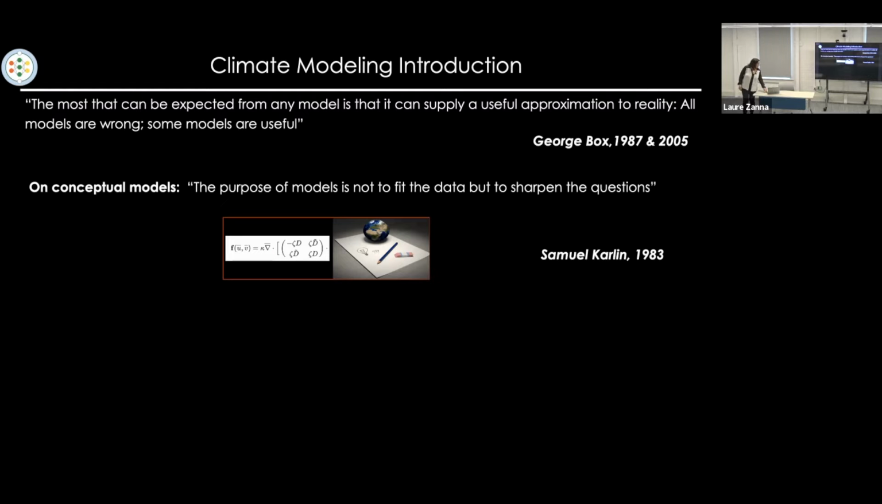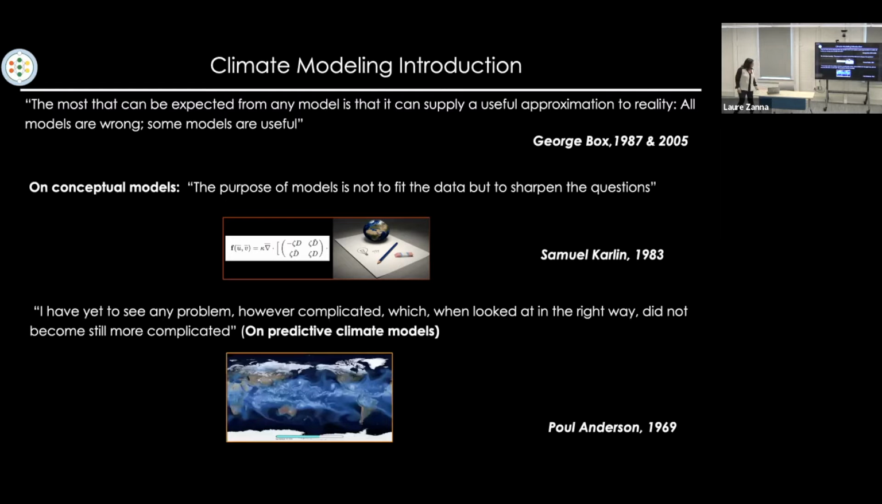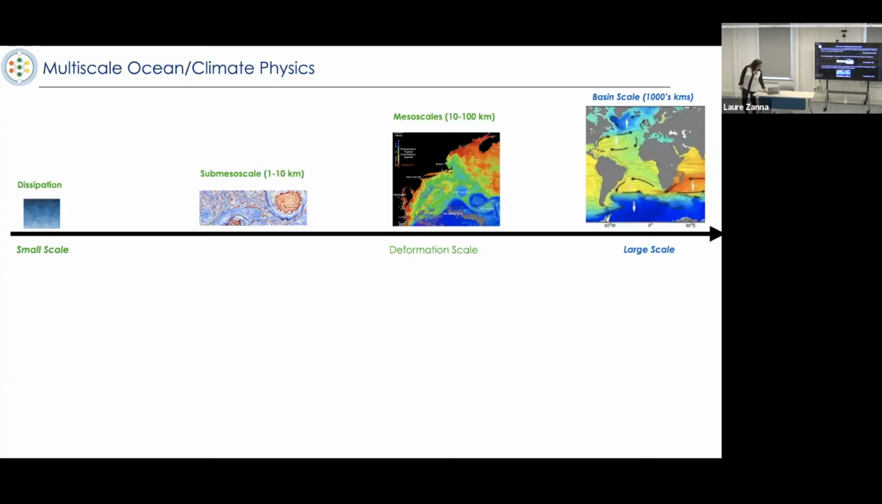The third one, it's not from a scientist, but it's basically from Philip Anderson, which says, I have yet to see any problem, however complicated, which when looked at in the right way, didn't become still more complicated. It's the way I think about climate models and the climate system in general. And so we're going to go through a bit of a roller coaster of feelings about different models and different ideas as we bring data, models, and physics together, and try to explain a little bit how we can bring machine learning and data.